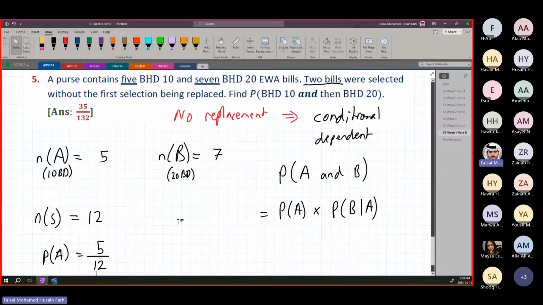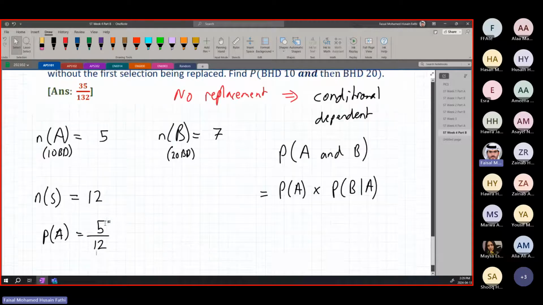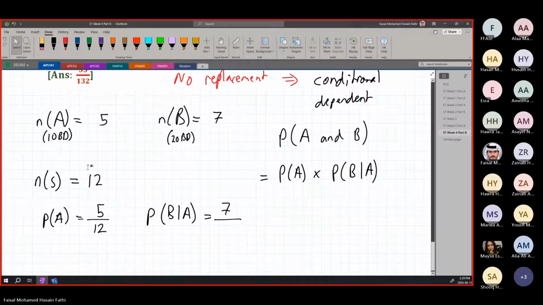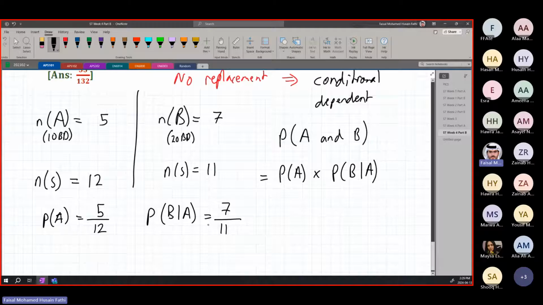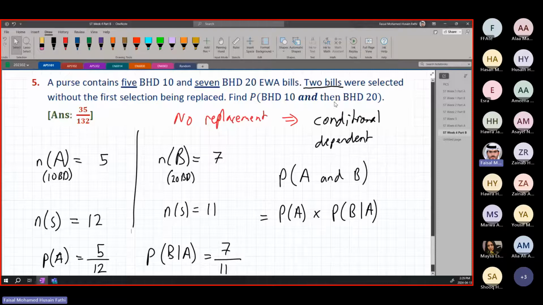All right. So this is basically saying we are selecting A first, which is 5/12. And the chances of B occurring after A is occurring is equal to 7/12 minus 1. So it's 11. Why? Because here n of s for second is equal to 11. After a bill has been selected, now the sample space has become reduced. Again, this says BHD 10 and then BHD 20. So the first selection is a 10 BD, and then the second selection is 20 BD.